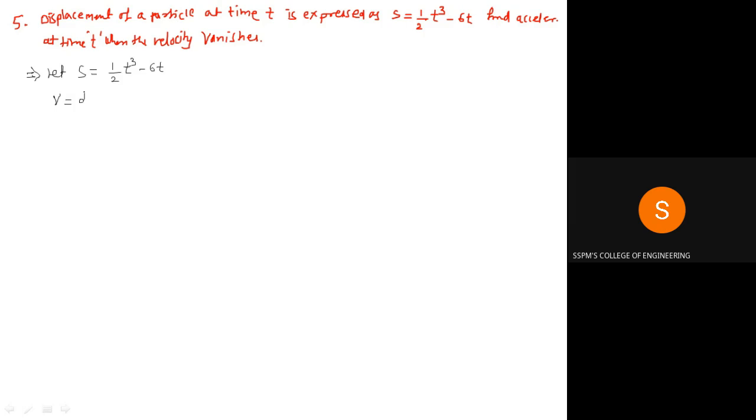So velocity is nothing but ds by dt. So differentiating with respect to t, what is the derivative of t cube? It is 3t square. So 3t square upon 2 minus 6. That is the velocity. Now next, to find the acceleration. And what is acceleration? Acceleration is the second derivative of s with respect to t, means the derivative of velocity with respect to t. It is the acceleration. So what is that? d square s by dt square.